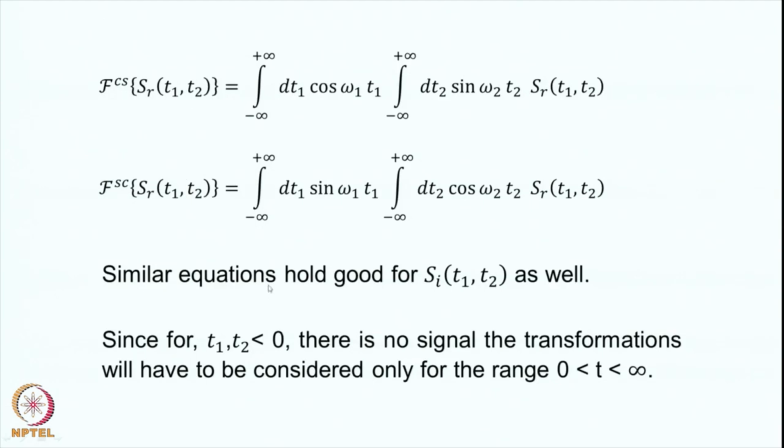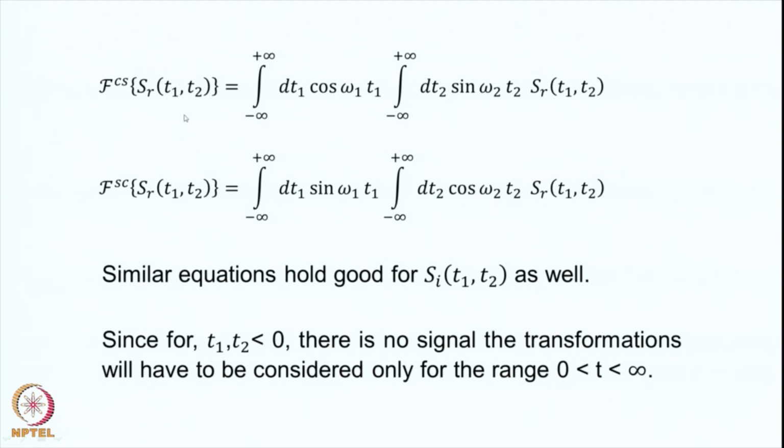So, likewise, now if I do FCS, along the t1 dimension I have the cosine Fourier transform, therefore this is dt1 cosine omega1 t1. Along the t2 dimension I have the sine Fourier transform, therefore I have here dt2 sine omega2 t2 SR(t1, t2). And similarly this FSC is along the t1 dimension I have sine transform, and that is this one here dt1 sine omega1 t1. Along the t2 dimension I have the cosine transform, therefore I have here dt2 cosine omega2 t2 SR(t1, t2).